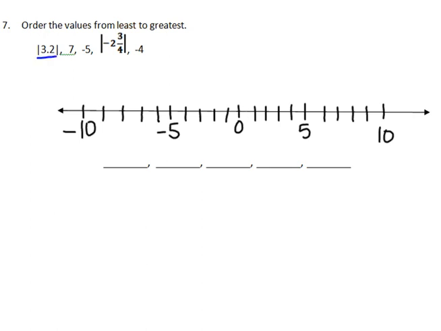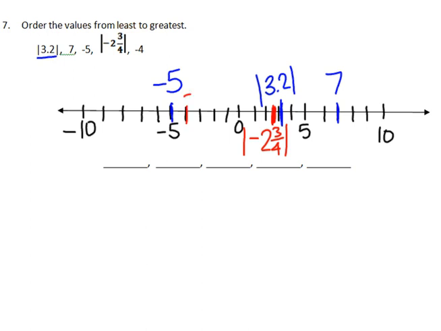This first value is the absolute value of 3 2/10, which would be positive 3 2/10. So that would be right about here. So I'm going to list that. I'm still going to copy it the exact same way that it's listed, even though I already found the absolute value. Okay, 7 is right here. Negative 5 is here. Absolute value of negative 2 3/4 would be, this one in red, right about here, a little bit further over. So negative 2 3/4 absolute value, and negative 4 would be right here.